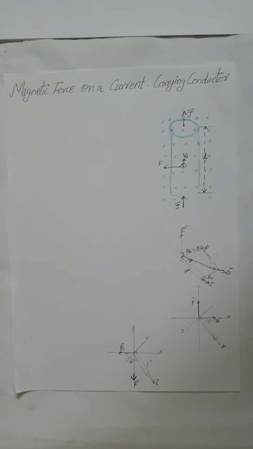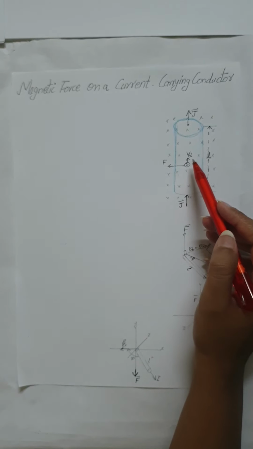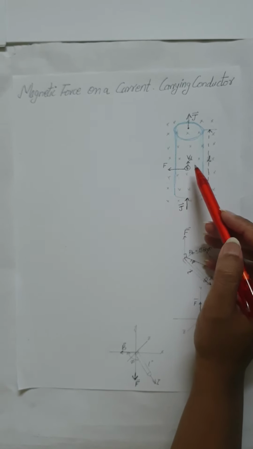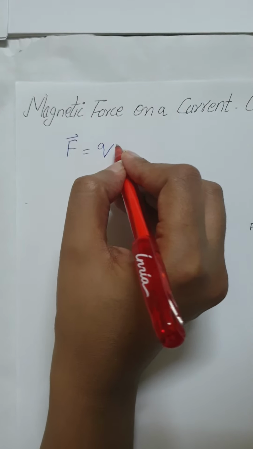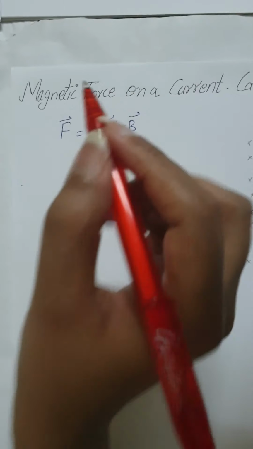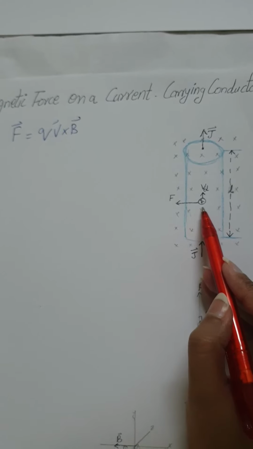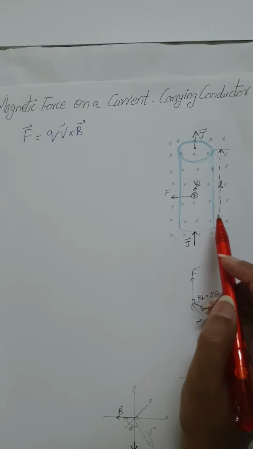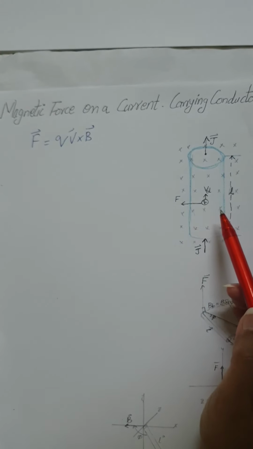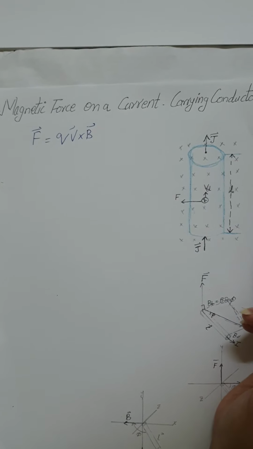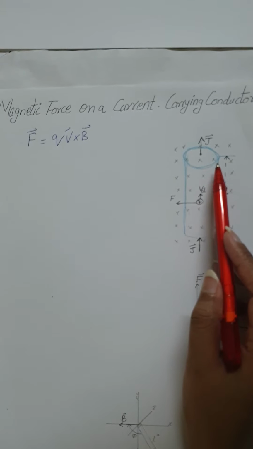So we can compute the force on a current carrying conductor starting from the magnetic force, which is F equal to q v cross B, on a single moving charge. So here is a straight segment of a conducting wire with length L and cross-sectional area A. The current is from bottom to top.